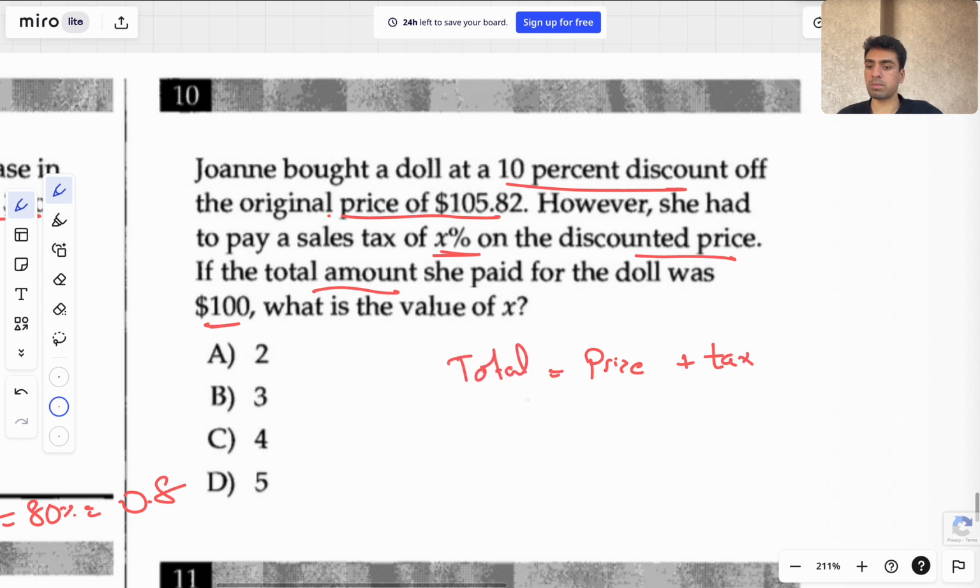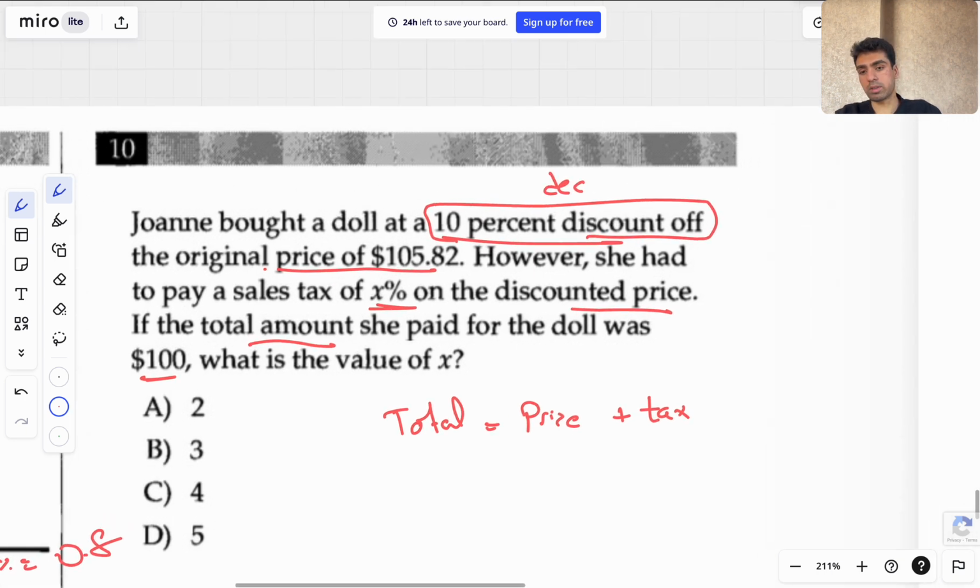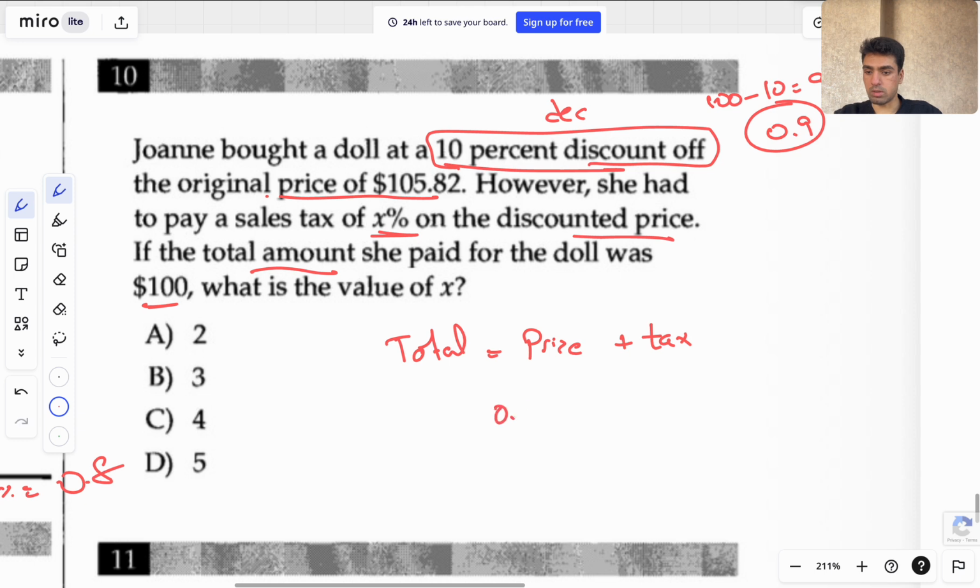So that's the total amount that you have to pay. Now in this case, she bought it at a 10% discount. 10% discount means it's a 10% decrease, right? 10% decrease means you can write it as 100 minus 10, which is 90%. 90% means 0.9. So let's say it's 90% of the original price. So the price that she pays is 90% of 105.82. This is how much she pays for the doll.